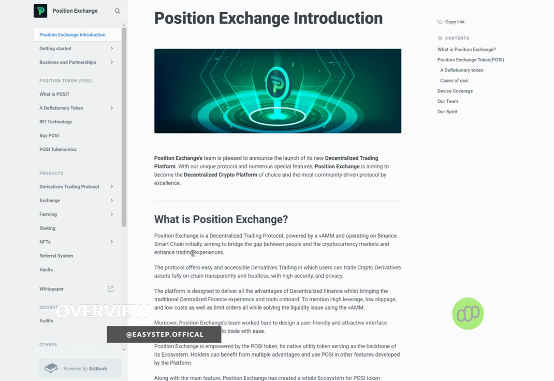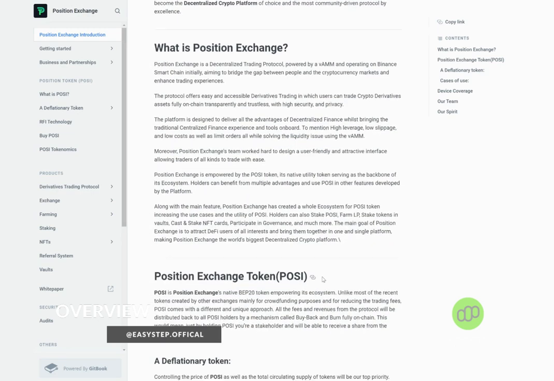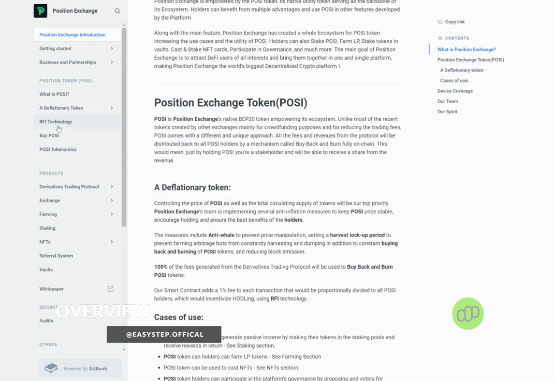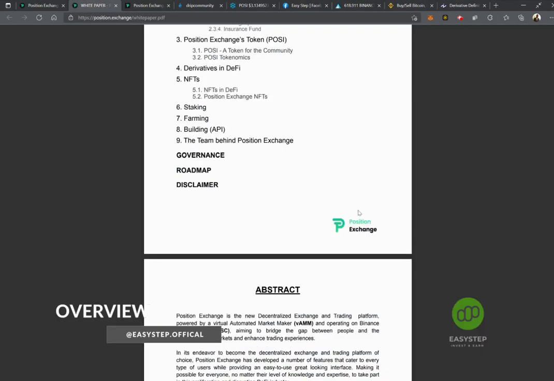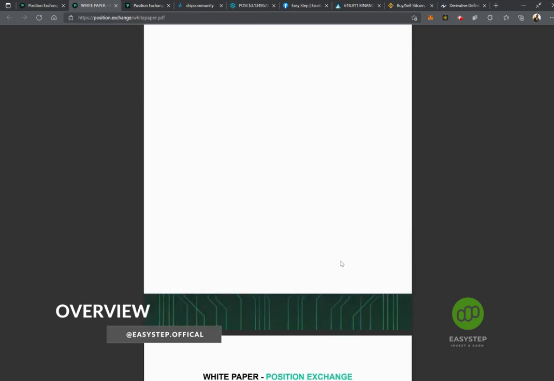But once you become a serious investor into Position Exchange, you're going to want to take a look at the documentation, because this is where you're going to really learn the mechanics in terms of the RFI technology, where you earn 1% rewards just for holding POSI tokens, the POSI tokenomics, as far as how the POSI tokens are distributed amongst the community, the team, and also the platform itself, and also the other products that are available on the platform itself. So that's what the documentation is all about. And once you become a serious investor, you're going to want to take a look at this. But for a quick review of Position Exchange, you can take a look at the white paper.